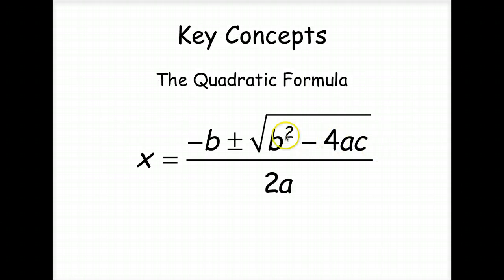Key concepts. Why don't you write this at the top of your paper? You're going to use it for your homework assignment, and this is one you need to commit to memory. The quadratic formula is x is equal to negative b plus or minus the square root of b squared minus 4ac, all divided by 2a.